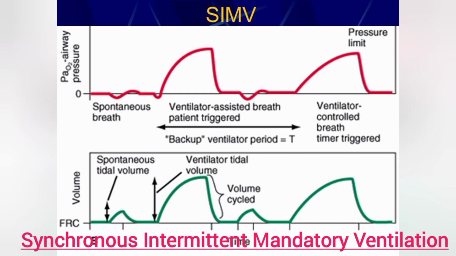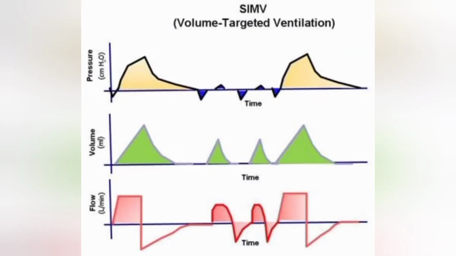Third is SIMV mode. SIMV means synchronous intermittent mandatory ventilation. With this mode, the ventilator will deliver a mandatory, that is a set, number of breaths with the set volume, while at the same time it allows the patient's spontaneous breaths, and these spontaneous breaths are delivered when airway pressure drops below the end expiratory pressure, that is the trigger.